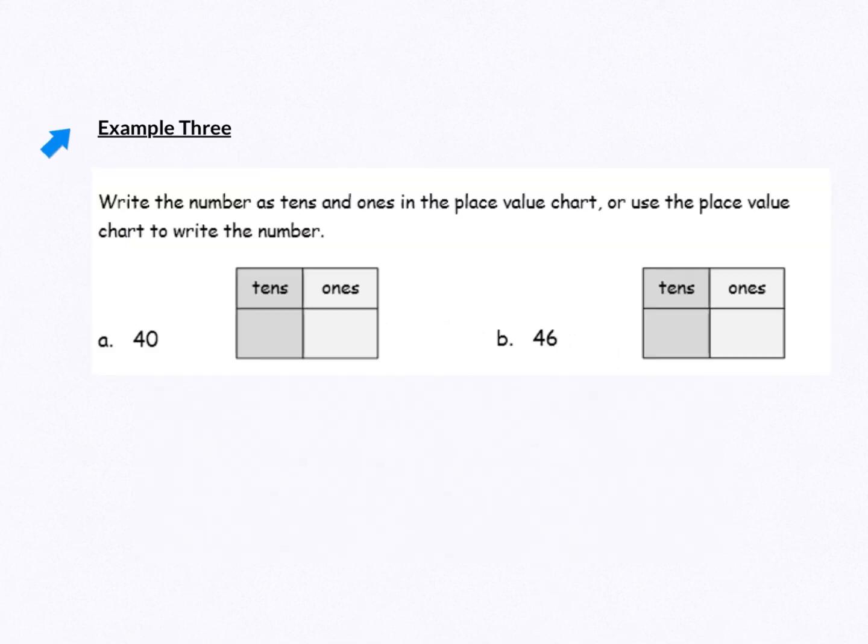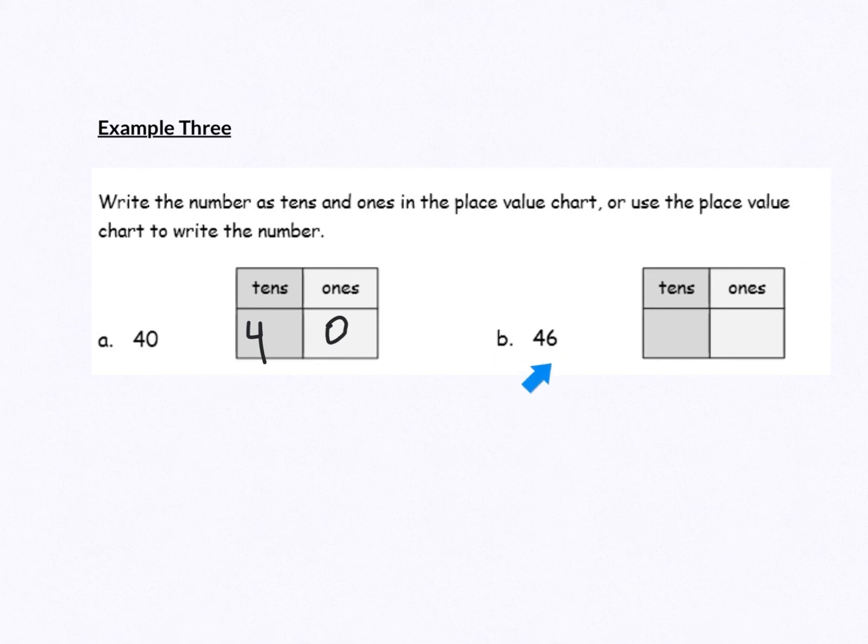Finally, for example 3, our directions say to write the number as tens and ones in the place value chart, or use the place value chart to write the number. So, with A, we have a 0 and a 4. Our 0 is in the ones place, so we're going to stick that right in there. And our 4, that's in the tens place, so that belongs in there. This is telling us there are 0 ones and 4 groups of tens.